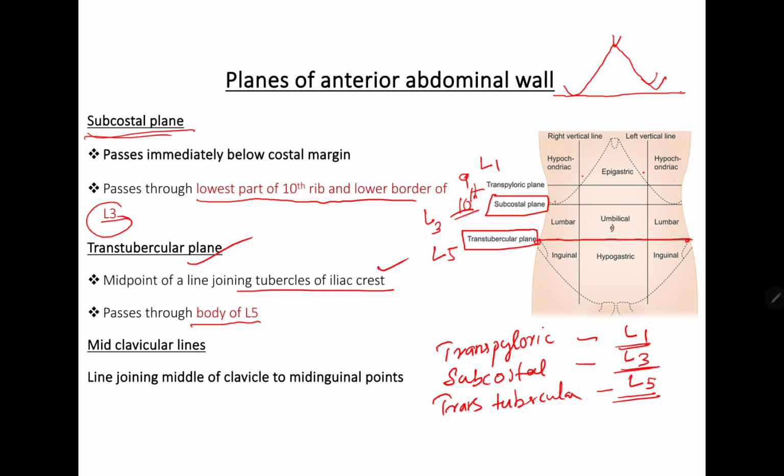There is also a vertical line, the midclavicular line. The midclavicular line passes from the middle of the clavicle to the mid inguinal point. You know the mid inguinal point. So the line from the middle of the clavicle to the mid inguinal point is known as the midclavicular line.